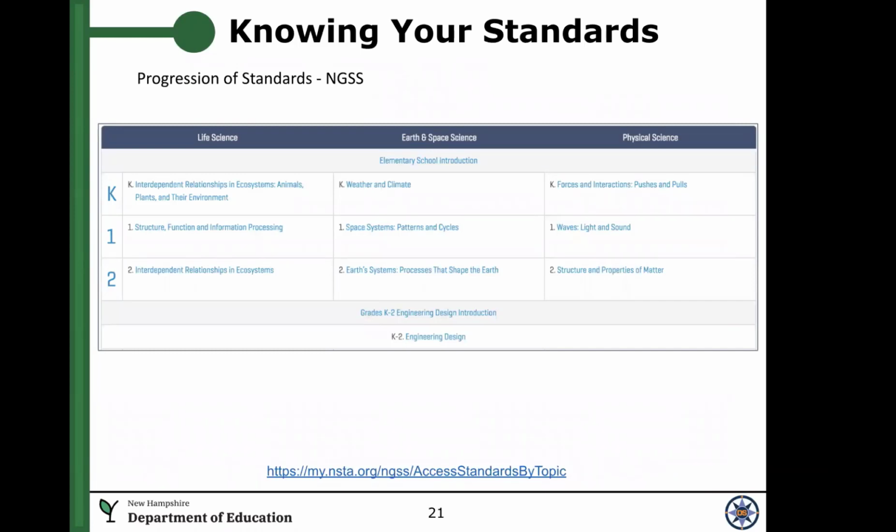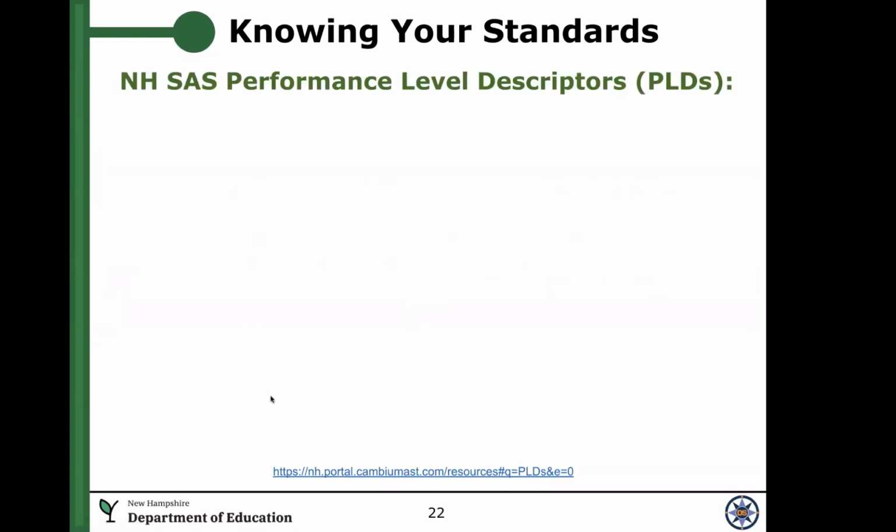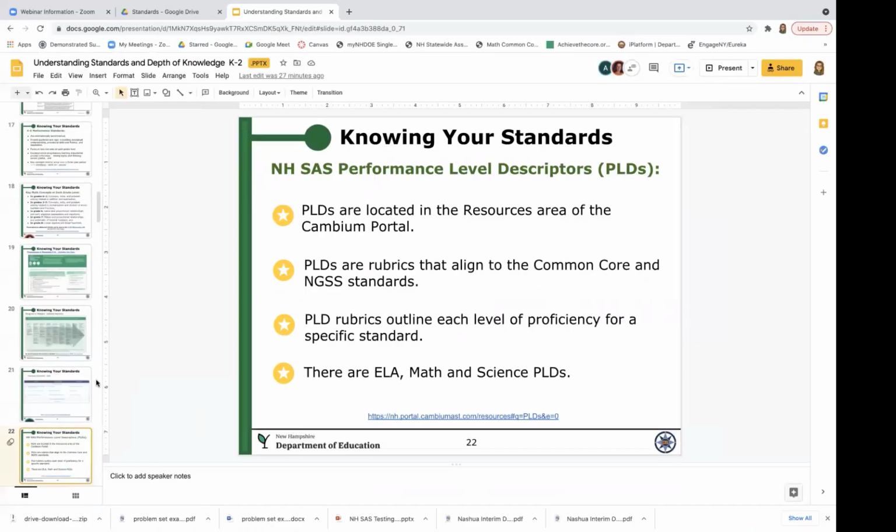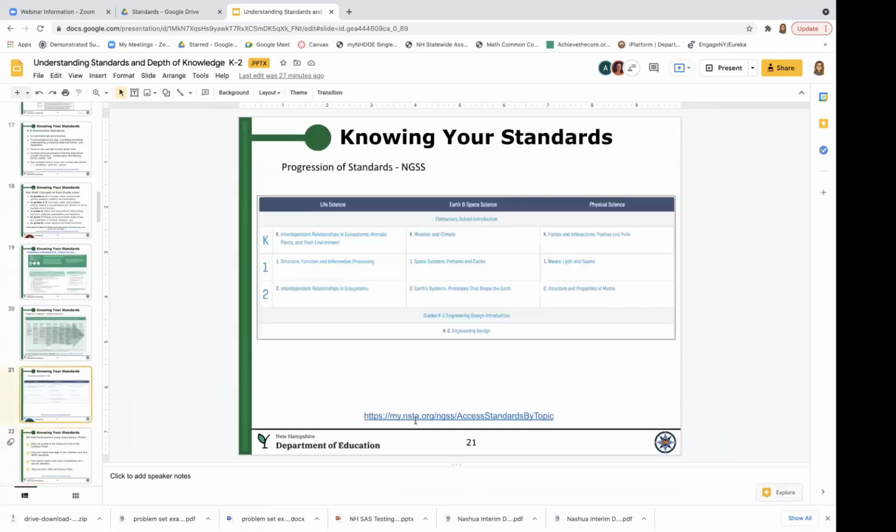Okay, so knowing your standards, for the progression of standards for the Next Generation Science Standards, this particular site, the nsta.org site, is a really great site that helps you understand what the expectations are for kindergarten, first and second grade. I am just going to bring you there for just a second because there are some features of this site I wanted to show you. Sorry, for some reason it would not go to my link here.